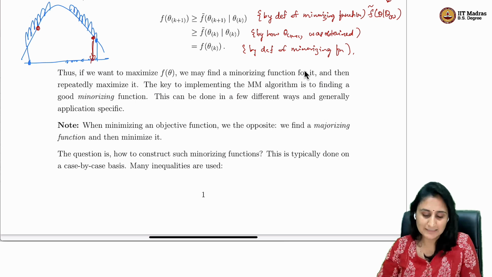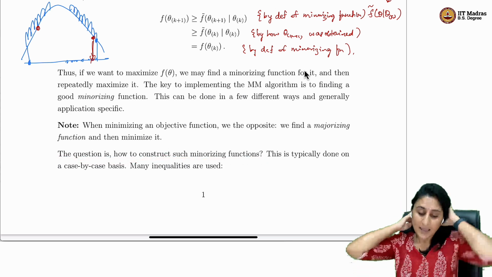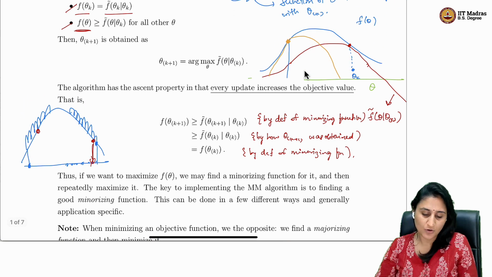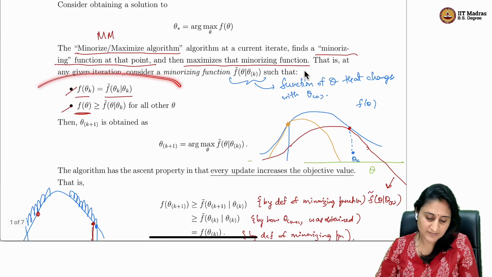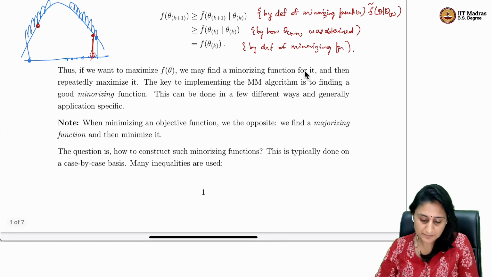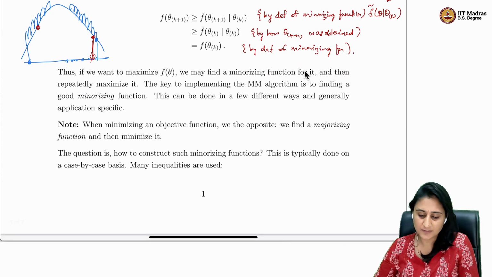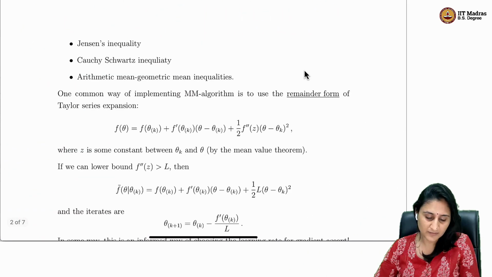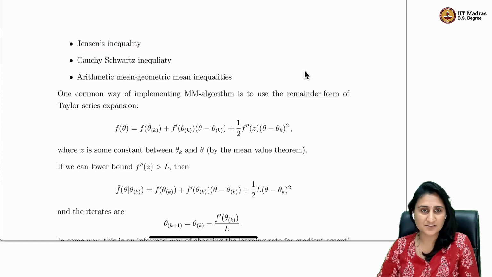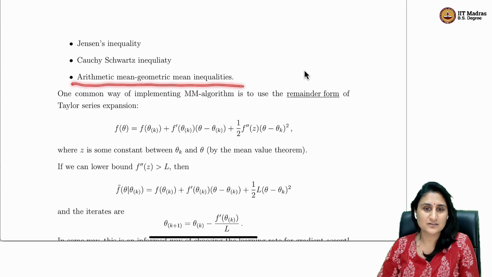Okay. But the question really in a maximization problem is how to construct such minorizing functions. So what we need to do is somehow obtain a function that satisfies these two properties. Now, this can typically be done by using some sort of inequalities. And the inequalities that are typically quite useful are Jensen's inequality, which we'll use in next week's lectures. The Cauchy-Schwarz inequality can be quite useful in arriving at minorizing functions. And also, in general, the arithmetic mean and geometric mean inequalities.